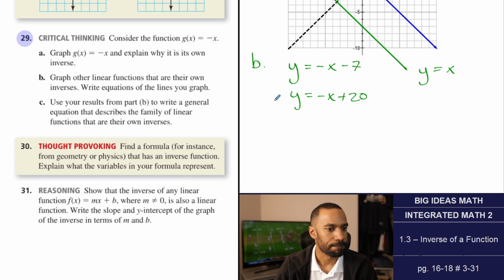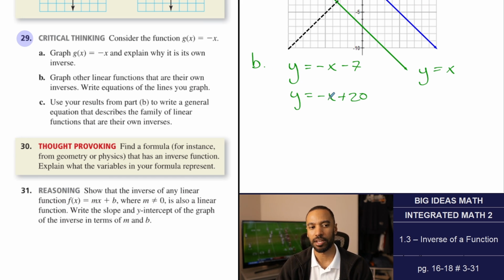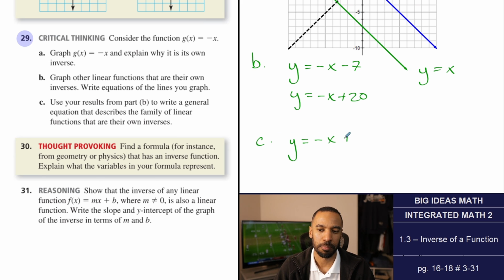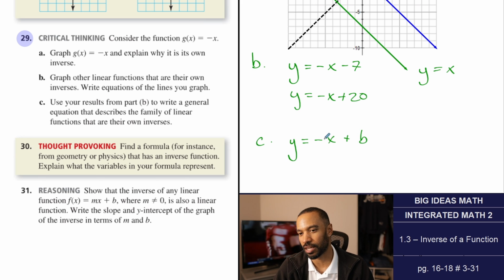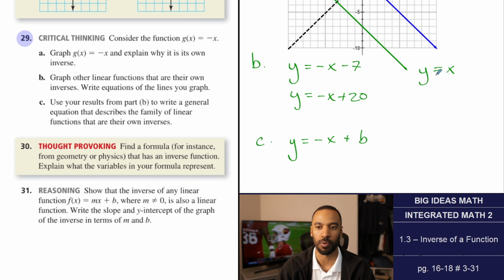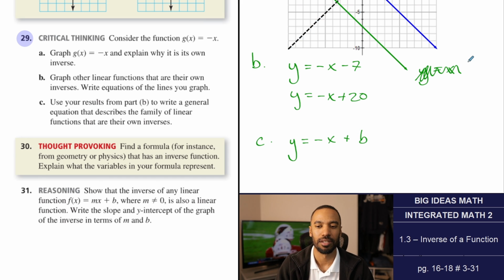Part C, use the results from part B to write a general equation that describes the family of linear functions that are their own inverses. Y equals negative x plus b. As long as b is some y-intercept value, it doesn't matter, as long as your slope is -1, you're taken care of. This one is very specific for this positive slope. It needs to be that specific one right there, and then it'll work out. Maybe I should ignore it for the sake of what they're asking me to do.